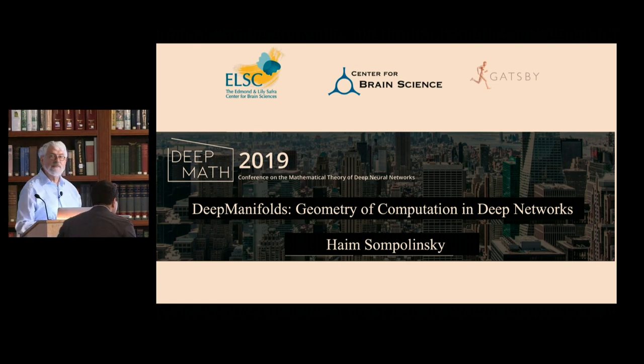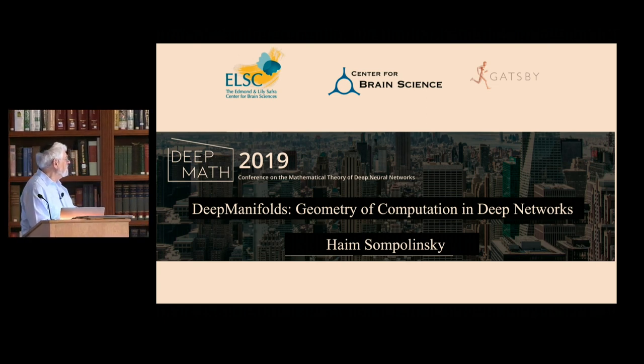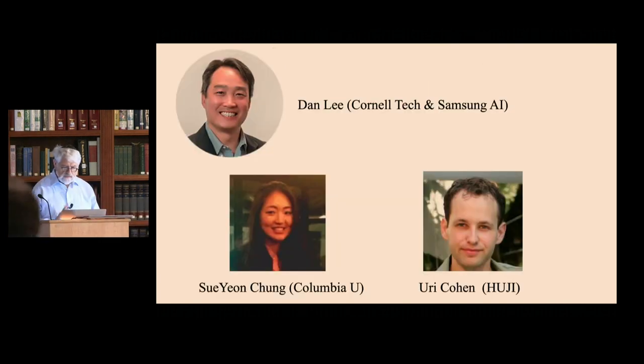So I would like to present some different aspects of mathematics of deep networks. I'll specifically talk about the relation between geometry in high dimension and computation in deep networks. Before I start, I would like to thank my collaborators, Dan Lee from Cornell and Samsung, Suyun Chang, who is now a postdoc at Columbia, and Uri Cohen, who is a PhD student at Hebrew University, and there are other collaborators which I'll mention later on.